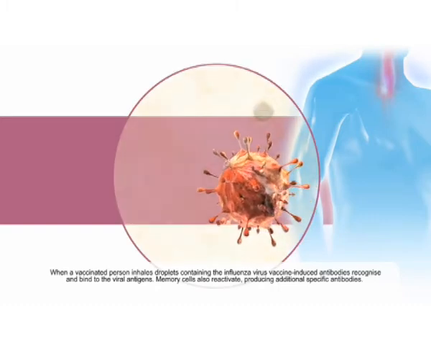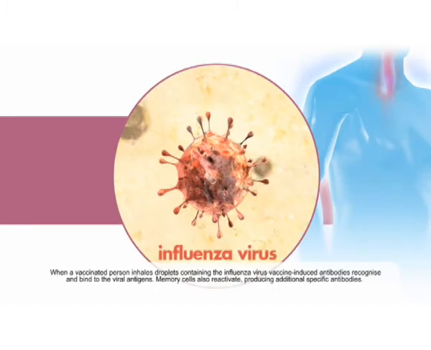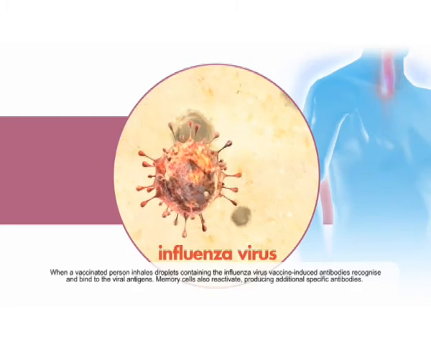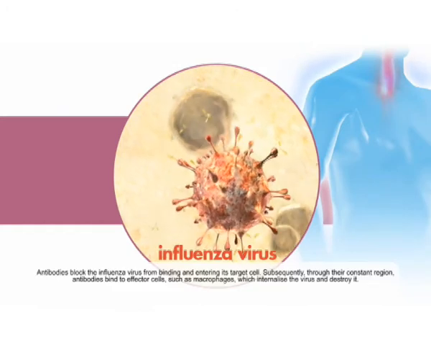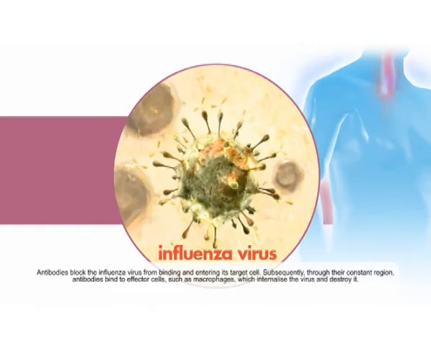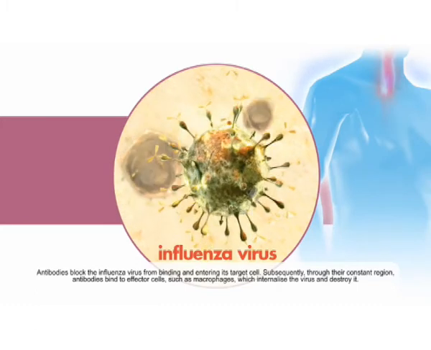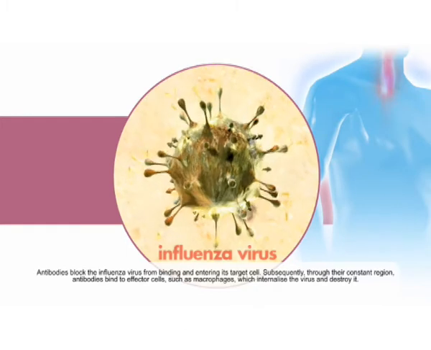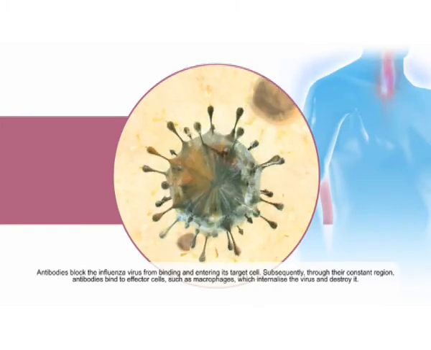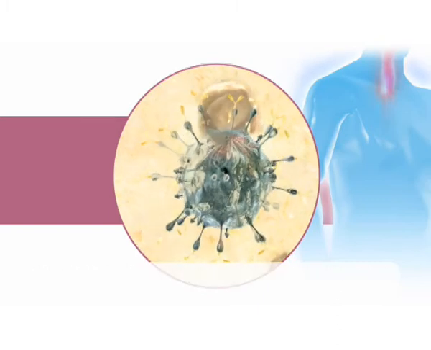When a vaccinated person inhales droplets containing the influenza virus, vaccine-induced antibodies recognize and bind to the viral antigens. Memory cells also reactivate, producing additional specific antibodies. Antibodies block the influenza virus from binding and entering its target cell. Subsequently, through their constant region, antibodies bind to effector cells, such as macrophages, which internalize the virus and destroy it.